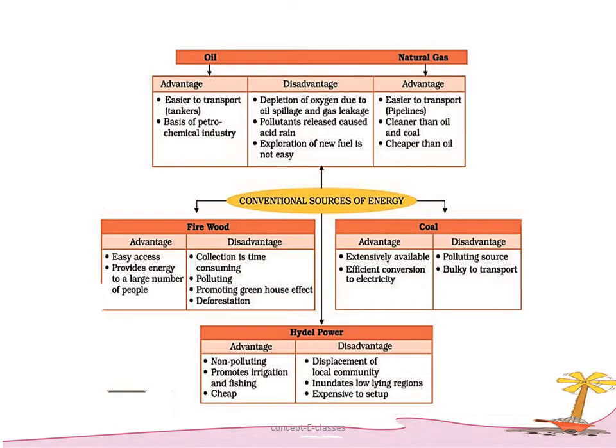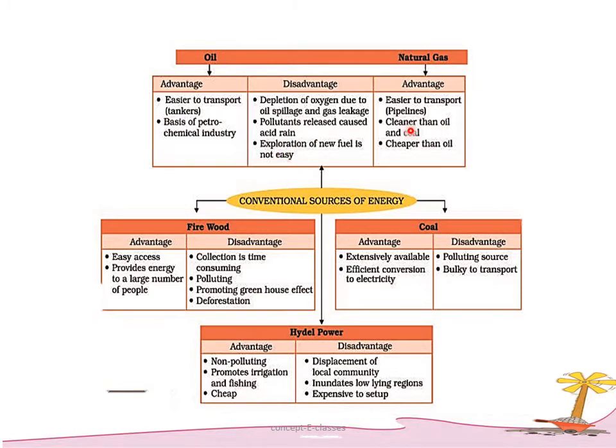So let's now briefly discuss the advantages and disadvantages of the different conventional sources of energy. The first one is oil. The advantage of using oil is that it's easier to transport through tankers. It's the basis of the petrochemical industry. Disadvantage of oil is depletion of oxygen due to oil spillage and gas leakage. Pollutants released cause acid rain and exploration of a new fuel is not easy.